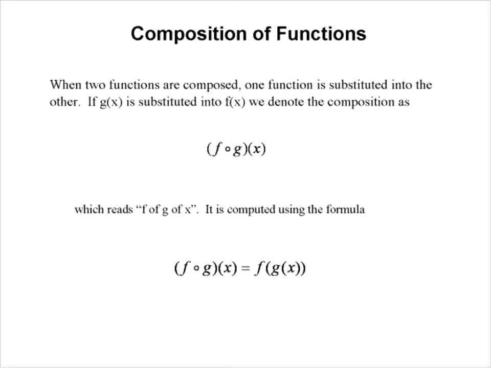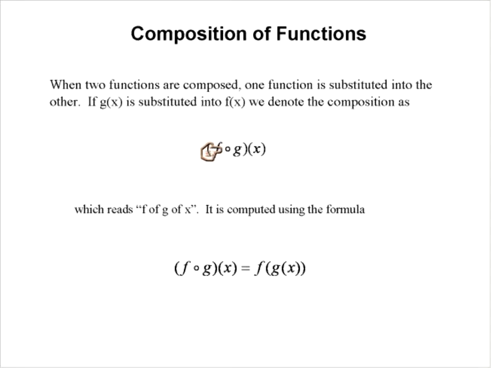So when we have two functions, one function is just substituted into the other. That's what we're doing: we're taking a function and we're composing it, or putting it into the other function. So if we have this function g of x, and if g of x is substituted into f of x, this is the notation we use: f of g of x.